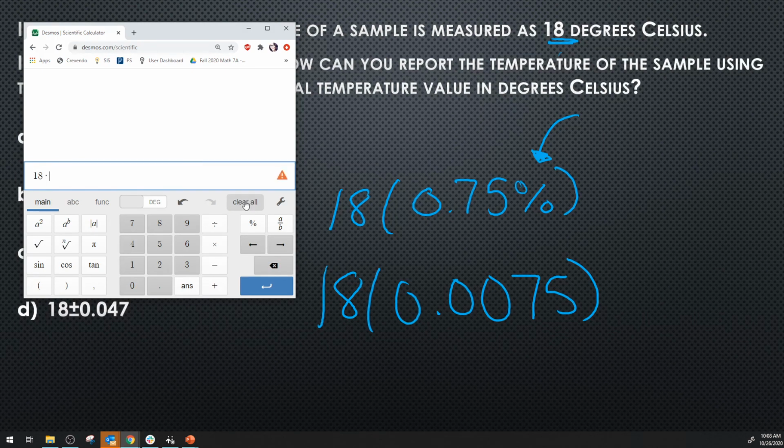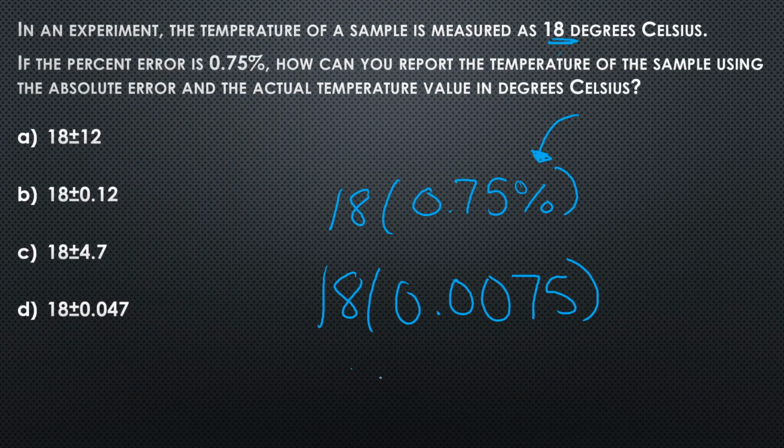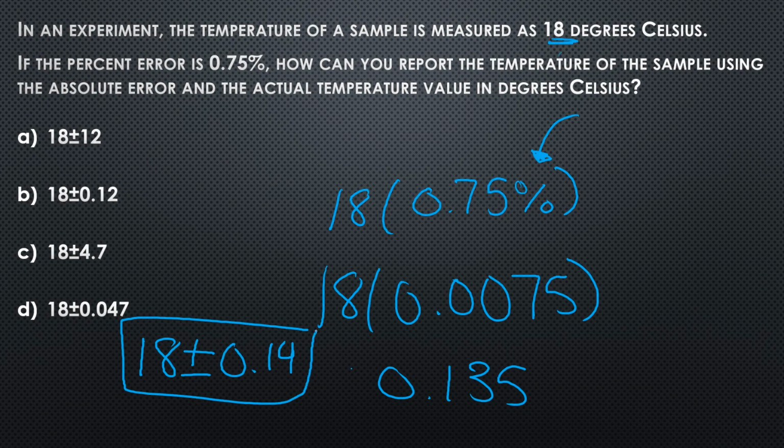So I have 18 times 0.0075, and I get 0.135. Okay, so that means that the answer choice that I would want to pick here would be 18 plus or minus 0.14 probably. However, I forgot to change the possible solutions. But this is how you would solve the one on your exam. You're just changing the numbers to match the numbers that are on your exam. But it's the same thought process.